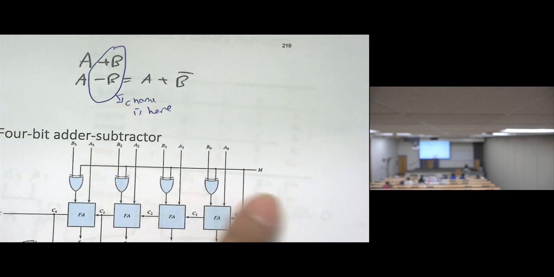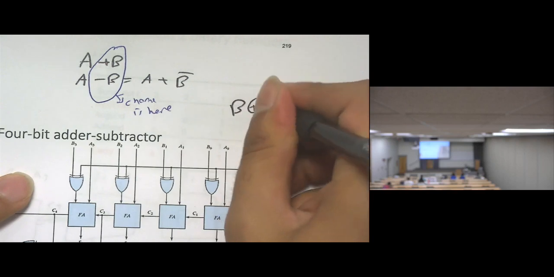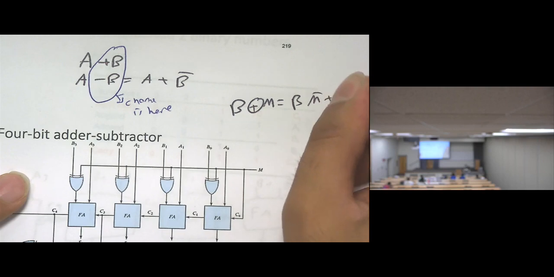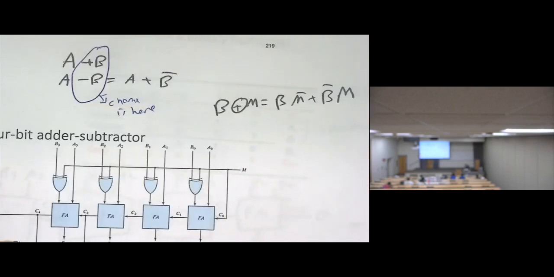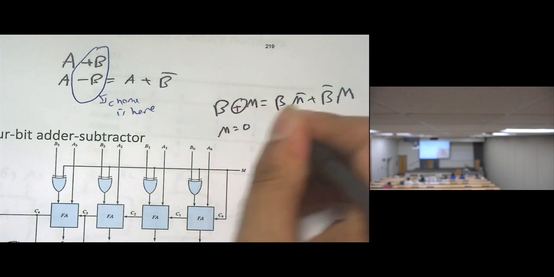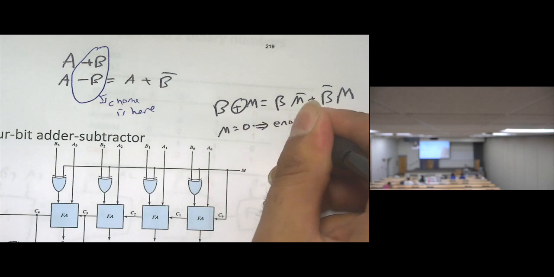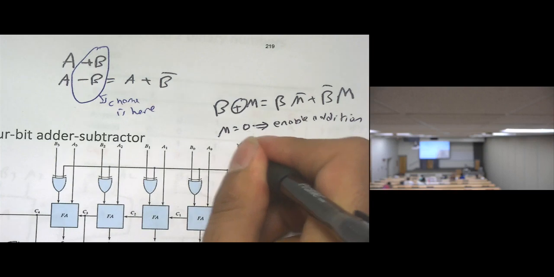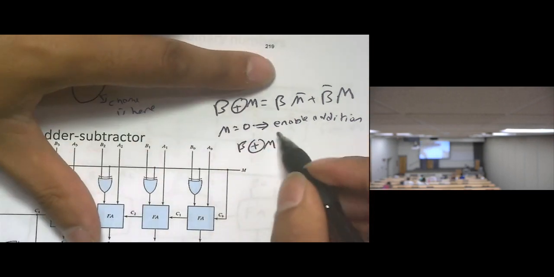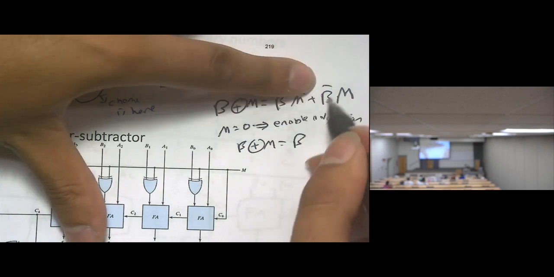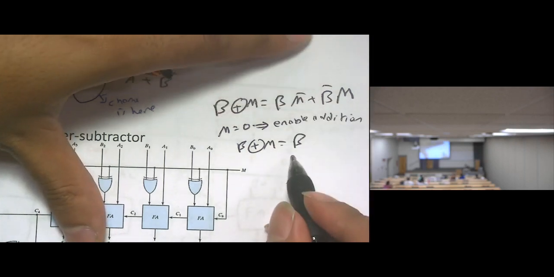So how can I make this change? Why did I add an exclusive OR with a bit called M? Because we know B exclusive OR with M is equal to what? B M bar plus B bar M. Okay, so what's the point of that? When M equals 0, then addition is enabled. So when M equals 0, B exclusive OR with M becomes B times 0 prime plus B prime times 0. So we end up having B.